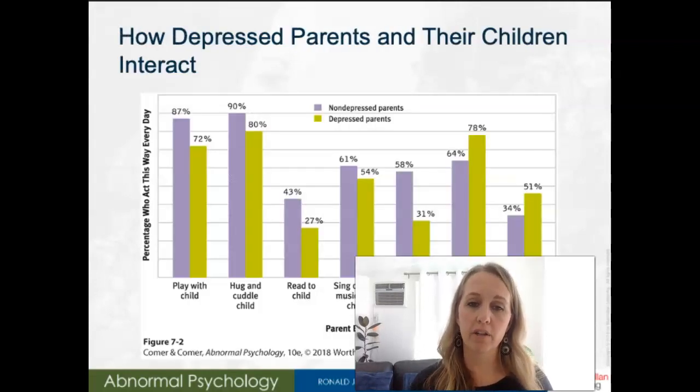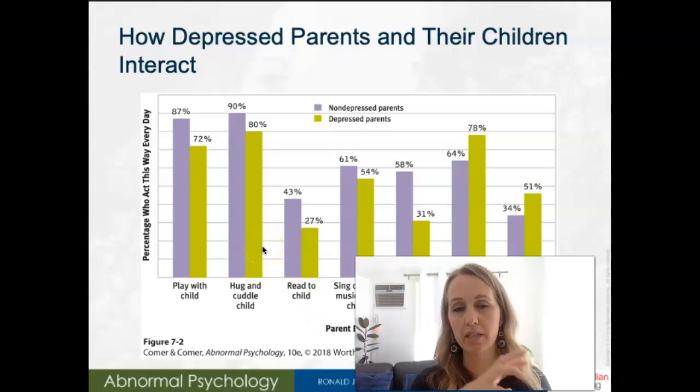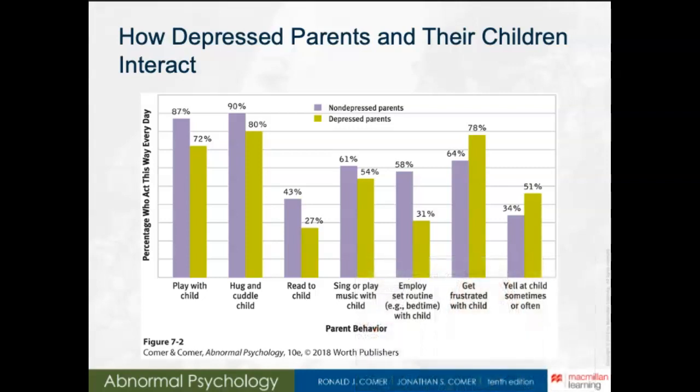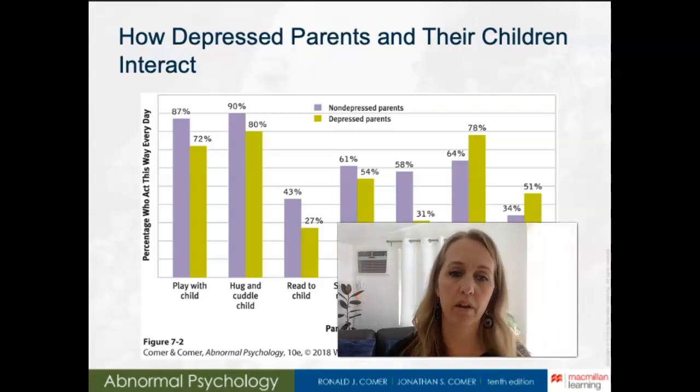When we see depressed parents and their children interact, you see, when you look at a depressed parent interacting with a child versus a non-depressed parent, non-depressed parents are in purple here. Let's see if I can make myself disappear for a minute. We see non-depressed parents are going to be more likely to play with their children, hug and cuddle their children, all very developmentally appropriate and necessary things for a parent to do. Sing, play music, read to them, do some sort of bedtime routine that allows that predictability. And then we're going to see a lower level of non-depressed parents getting frustrated and yelling at a child sometimes or often. We're going to see that more with depressed parents. So we'll see that irritability happening in depressed parents more often than with non-depressed parents.